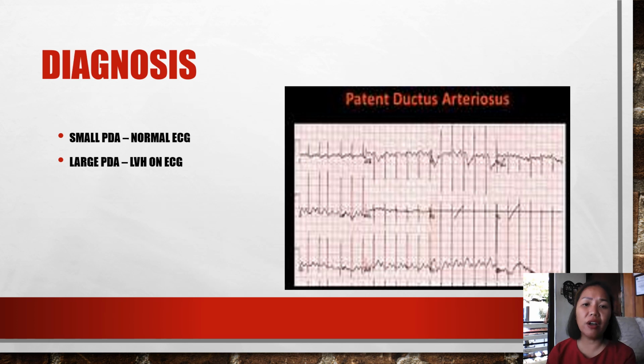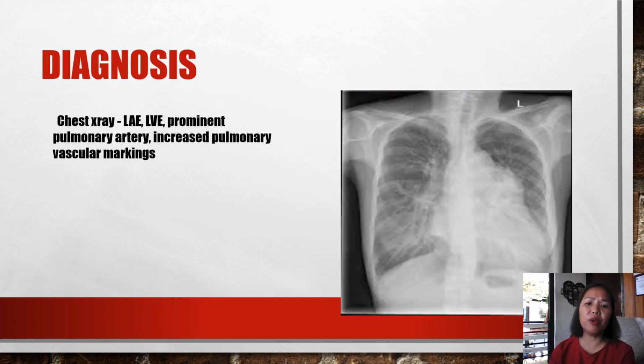The ECG of a patient with a large PDA usually shows tall R wave on V5 and V6, indicating left ventricular enlargement, and also notched P waves indicating left atrial enlargement. The X-ray would show left atrial enlargement, left ventricular enlargement, prominent pulmonary artery, and increased pulmonary vascular markings.